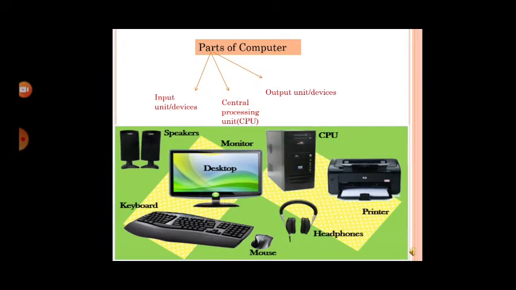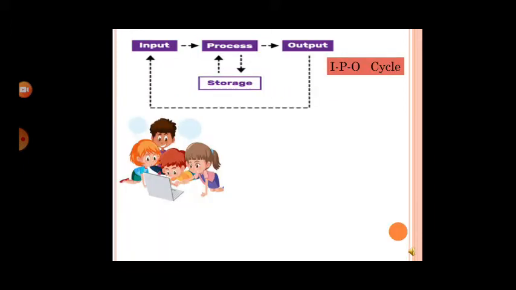So let us now see the parts of computer. Computer is divided into three parts, that is input unit or input devices, central processing unit, that is your CPU, and output unit or output devices. You can see in the image there are speakers, desktop, monitor, keyboard, mouse, headphones, printer and CPU. So the basic four parts are desktop, keyboard, CPU and mouse.